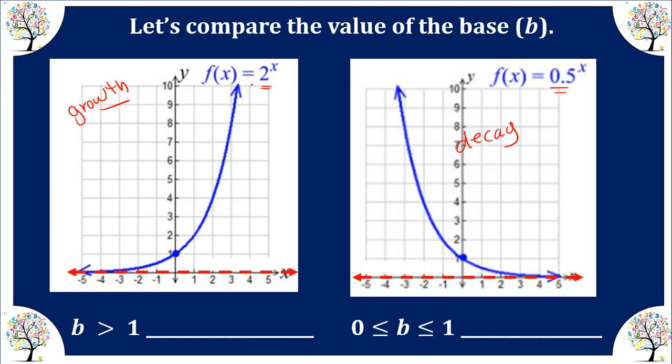If it is increasing, our base will be greater than 1. So when your B value is greater than 1, you know that this is a growth. If our base is between 0 and 1, again, between 0 and 1, it is a decay.